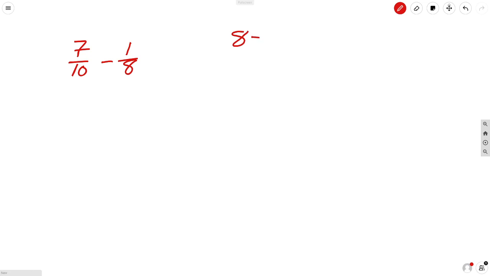So let's say 8, 16, 24, 32, 40. Well, I already know if a number is a multiple of 10 that it's got to end in 0. So I can stop here. I can stop here because 40 will be a multiple of 10.